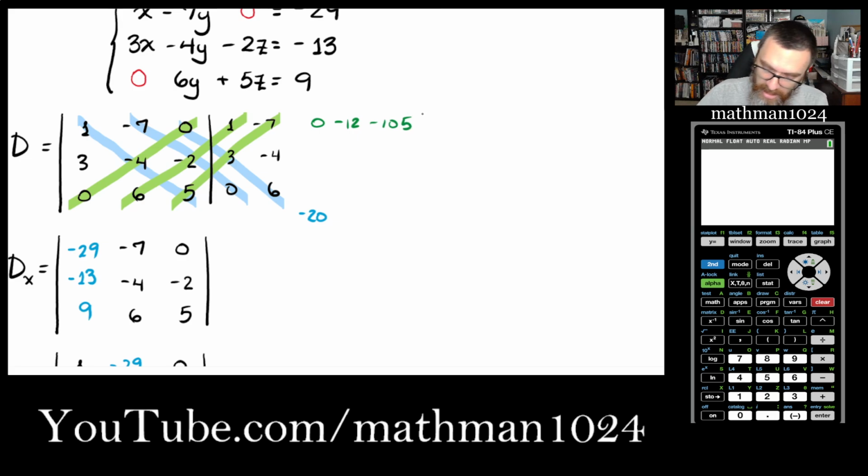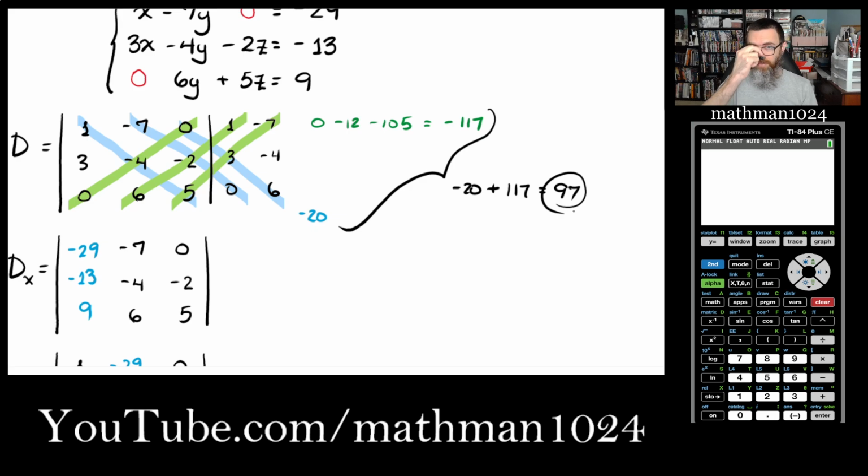-105. So when I put all of this together, so it's going to be -20 plus, oh wait, getting ahead of myself. This is equal to -117. Almost forgot about that. So putting these together, that's -20 and then minus -117, so plus 117. So our big D is going to be 97. Let's find all the other ones, right?